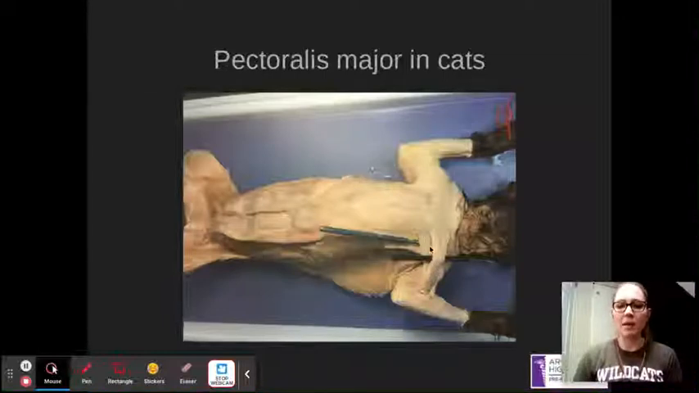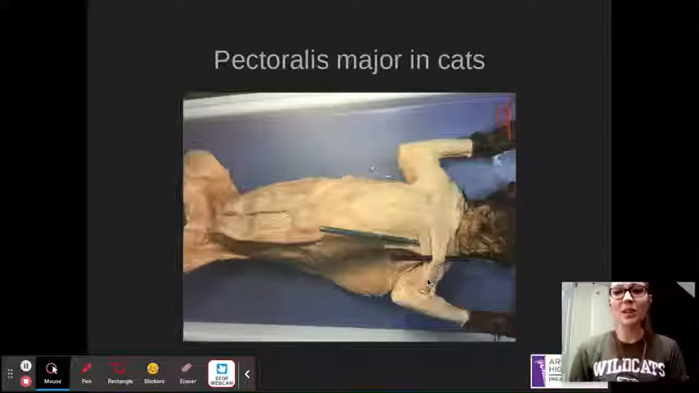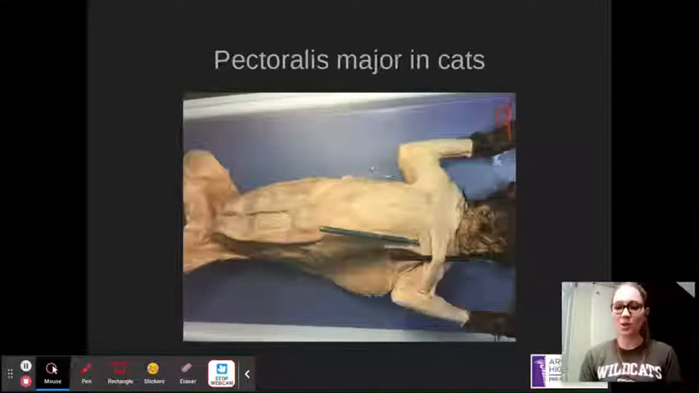And so pec major sits underneath right here in the cats. And so it sits right underneath this pecto antebrachialis. And when you guys look at the cats in person, the way that you're going to be able to tell one muscle from the next is because you're going to see the direction of the muscle fibers change. So the pec major in the cats, you'll see the muscle fibers run in one direction compared to the pecto antebrachialis running in a slightly different direction.